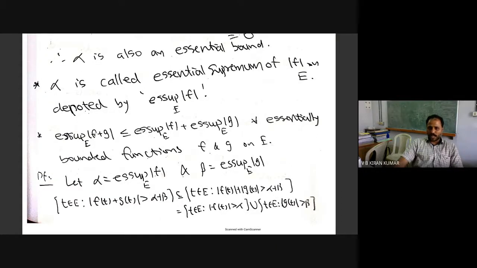Now you can prove several things. The essential supremum of mod f plus g is less than or equal to the essential supremum of mod f plus the essential supremum of mod g. How do you prove this?